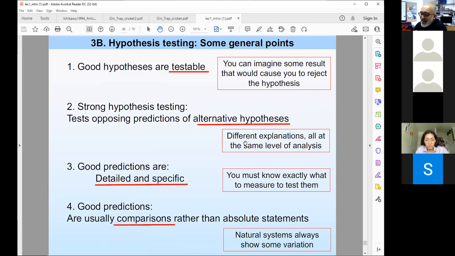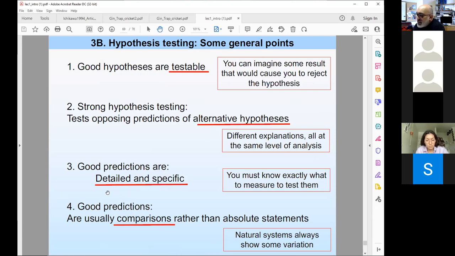This is not about the mechanism behind the gin trap, right? About how the gin trap works. These hypotheses are not related to the underlying neurological stimuli that are required to initiate the clamping down of the gin trap. Nor is this about the ontogeny of the gin trap. When does the gin trap develop? Is it as well developed in males that are mating for the first time, and so on?